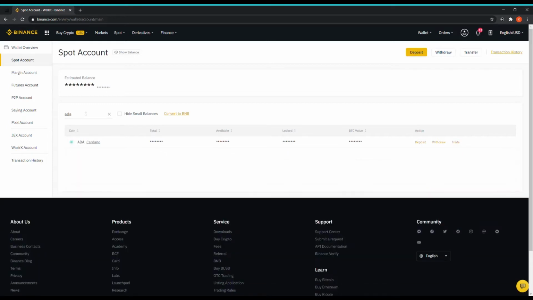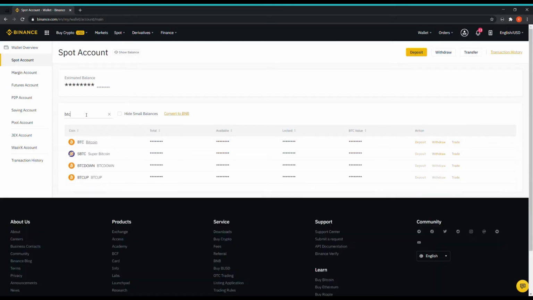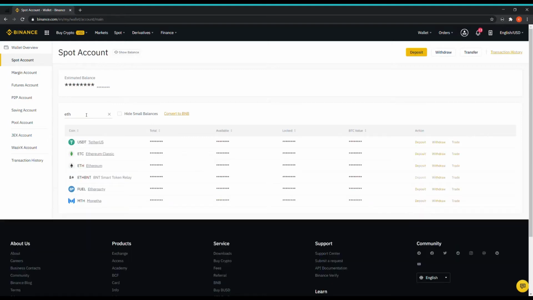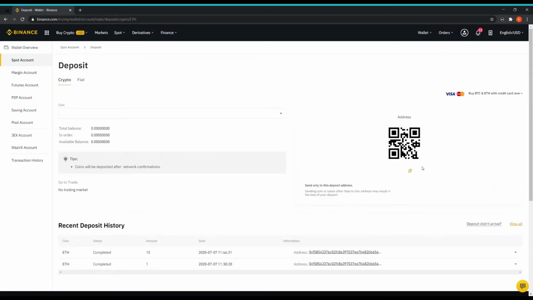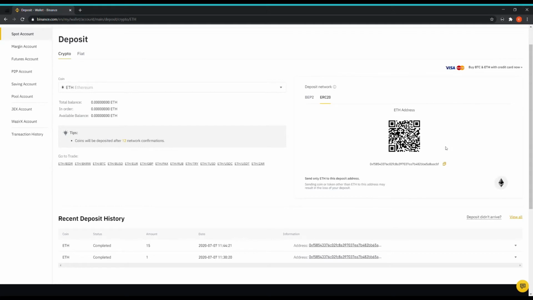First you can check to make sure they have it. Oh, yep, there it is right there. Okay, cool. What are you going to use to buy it? Are you going to use Bitcoin? Are you going to use Ethereum? Say we're using Ethereum. So what you have to do is you come over to Ethereum, or whatever it is that you're going to use, and you click deposit, and then it's going to give you the address, your Ethereum address.